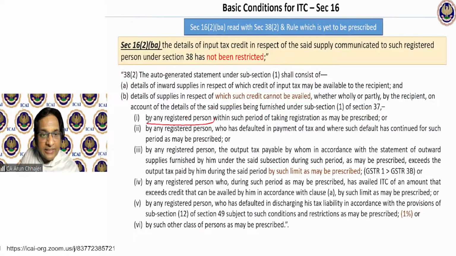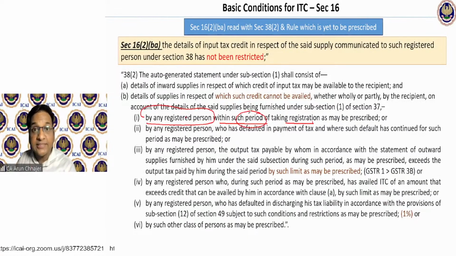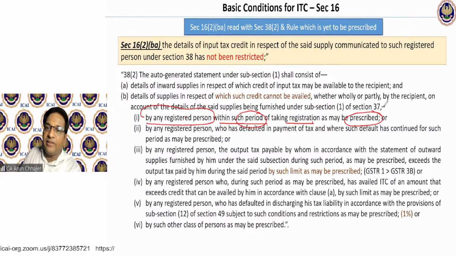By any registered person within such period of taking the registration. How much period? Is it 1 month? Is it 3 months? Is it 6 months? Is it 1 year? How much period? That is yet to be prescribed. So meaning thereby, once it is prescribed, we will know how much period, if the supplier has taken the new registration, ITC is not available to the recipient.